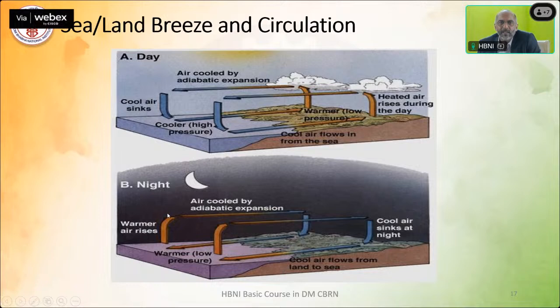And here again, at night time, if you see, the land is cooler and the sea is warmer. When the warm air rises up, it again cools by adiabatic expansion, and the cool air comes down, and then the cool air flows from the land to the warmer sea in the night. So this is how the wind circulation pattern sets in.